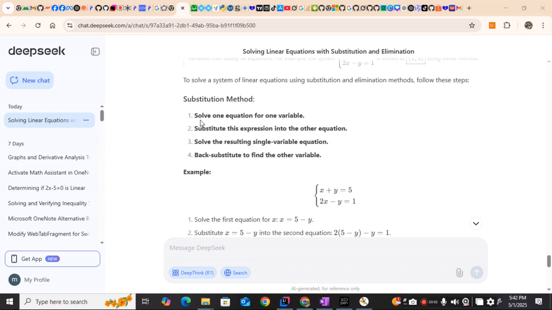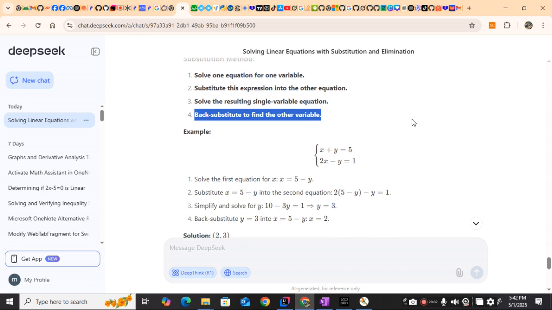The first one is to solve one equation for one variable. Second, substitute this expression into the other equation. Third, solve the resulting single variable equation, and substitute it back to find the other variable. Essentially, let's try to solve a specific example so we can demonstrate all of the steps. He has given us here the system of linear equations: x plus y equals 5, and 2x minus y equals 1.